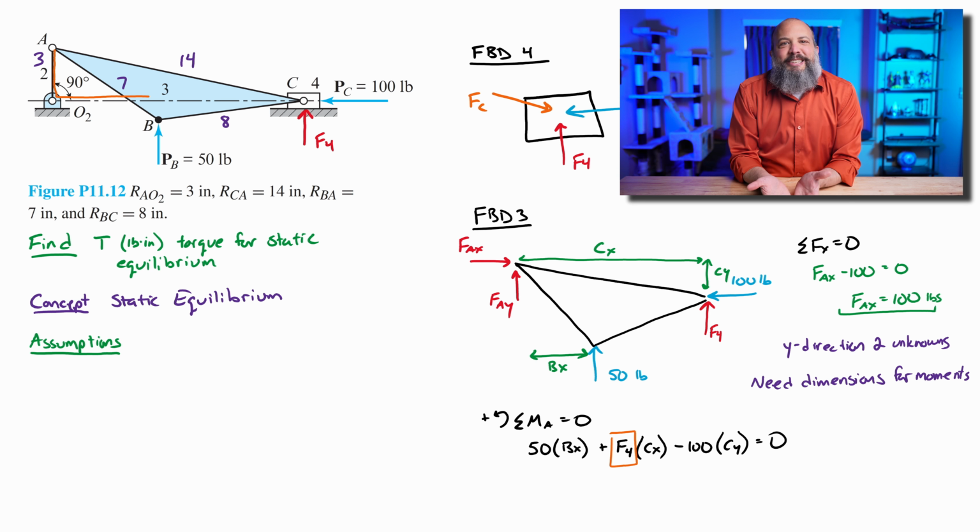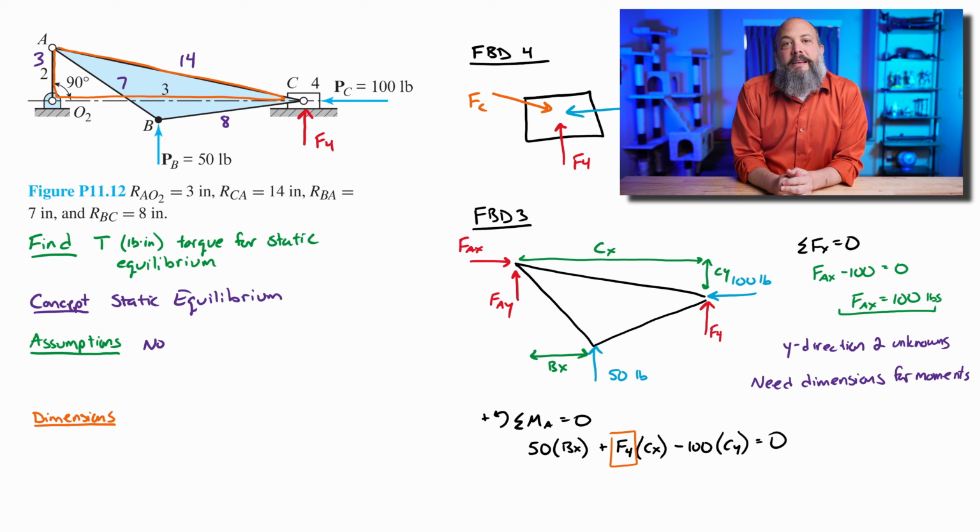Oh, and looking back at this drawing, it's really not immediately obvious how I'm going to find these horizontal distances. So the distance from O2 to C and the distance from O2 to B. Now what I do have though are some diagonal lines.